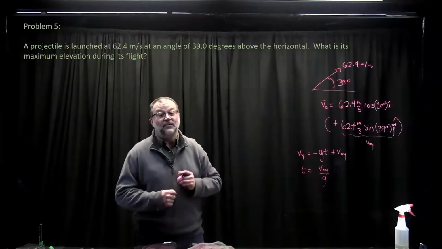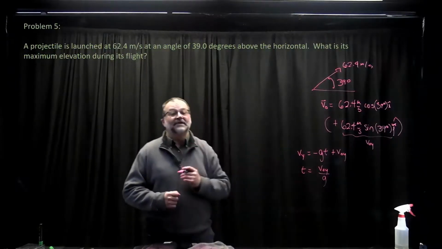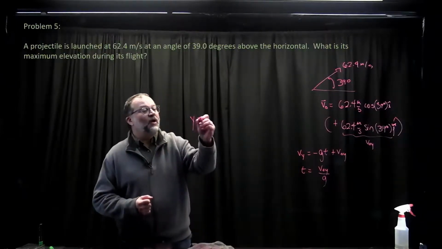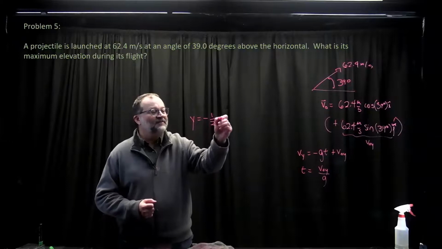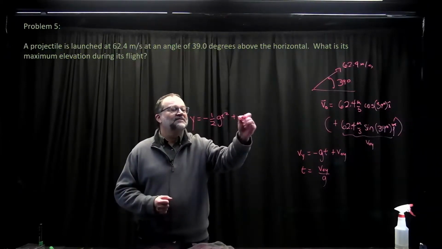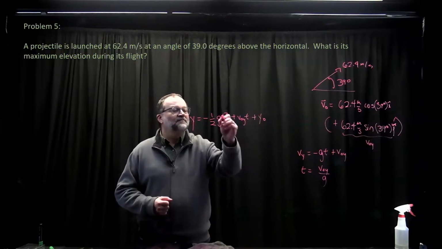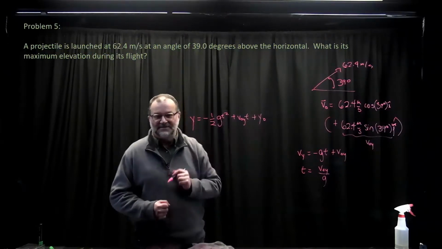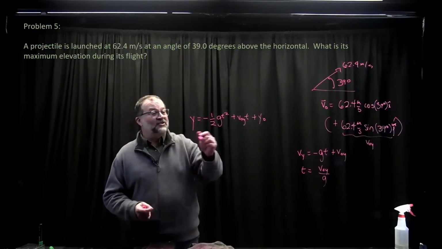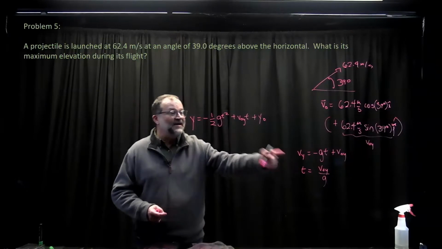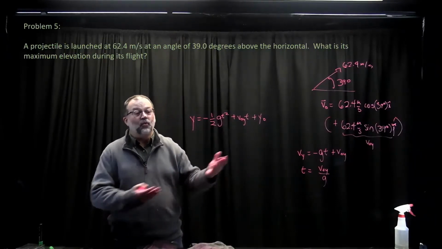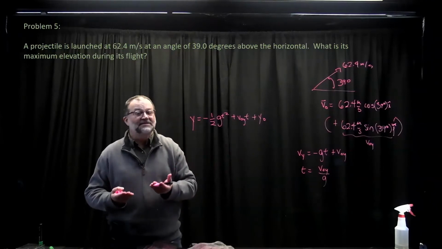Okay, so now we know when it reaches its maximum elevation, and all we have to do is turn to the equation in y. y is minus 1/2 g t squared plus v naught y t plus y naught. y naught, of course, is 0 because we start off on the ground with this projectile. And so you're just going to plug in this time for time here, and that's going to give you when this hits its maximum elevation.